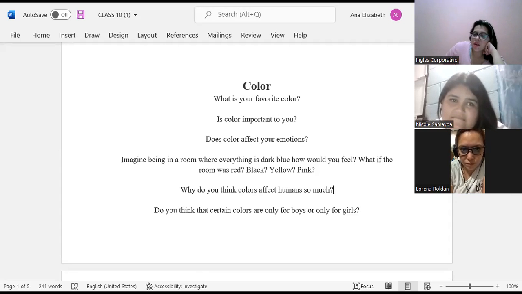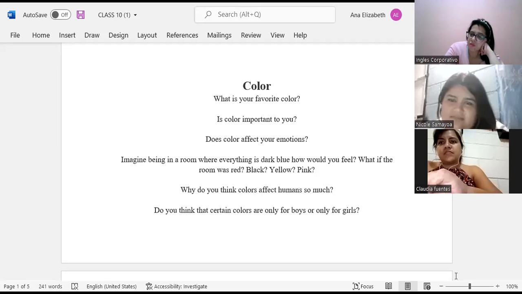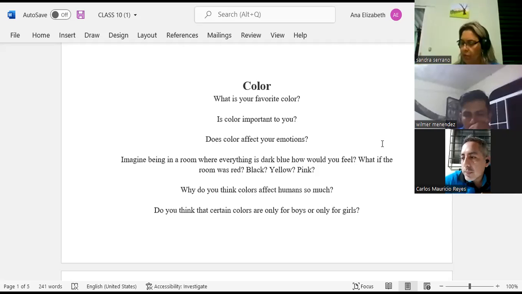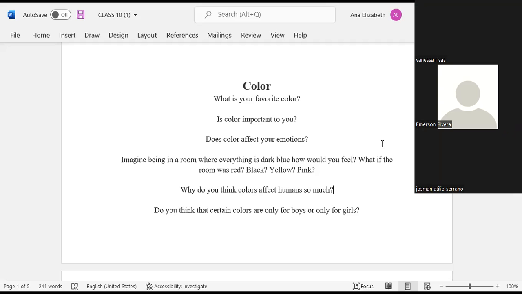Men don't like to wear pink shirts. Yes. We don't like to use that color. Yes, some men use pink t-shirts. In my case, I don't like color pink. What is your favorite color? Black. No, my favorite color is purple. Yes, purple. But men or women can use pink or blue. Doesn't matter. Excelente. Sure.